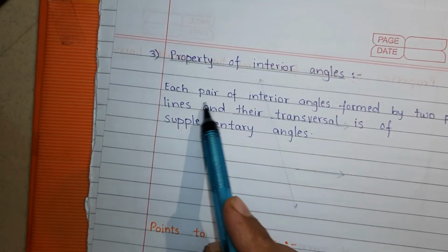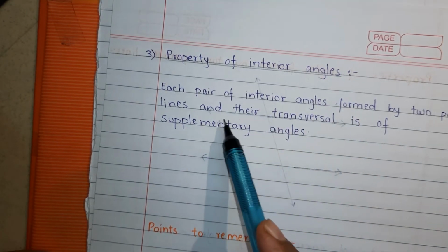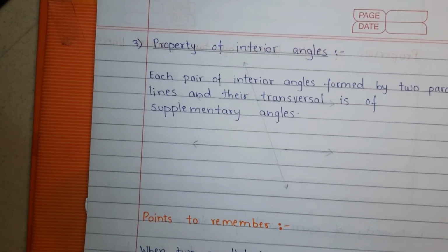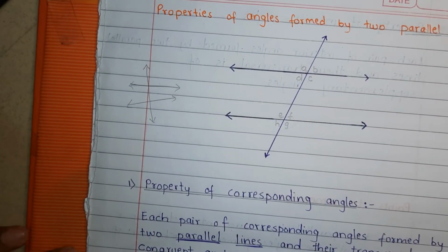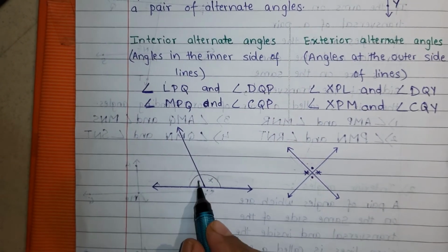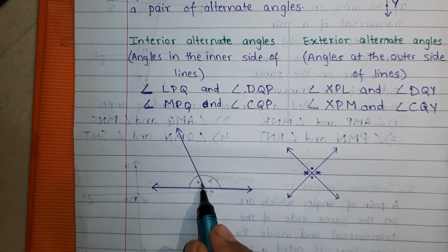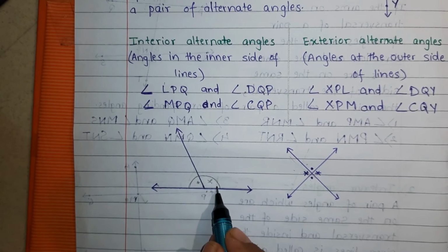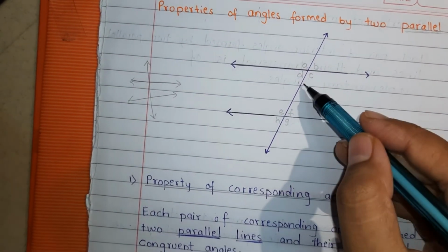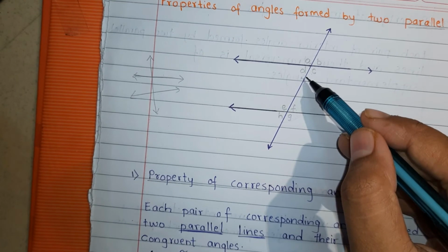And the third property is of interior angles. Each pair of interior angles formed by two parallel lines and their transversal is supplementary. Supplementary angles are those angles whose addition is 180 degrees. See here, just now we have seen linear pair of angles. Linear pair, their addition is 180 degrees, means they are supplementary. So, such two angles whose addition is 180 degrees are called supplementary angles.